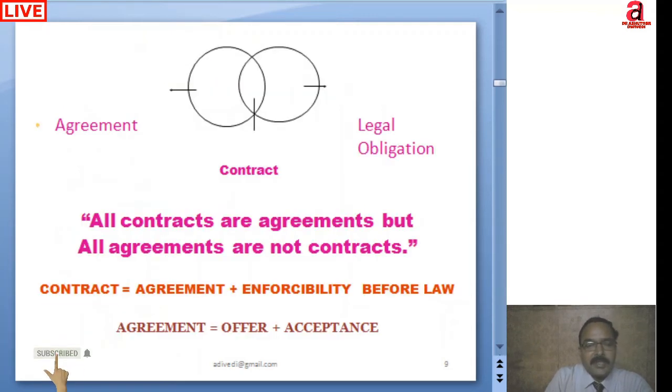With the help of this slide, we'll try to understand the contract in detail. This circle shows the agreement, and this circle depicts legal obligation, and this intersection shows the contract. Only this part is a contract. Thus simply we can say all contracts are agreements, but all agreements are not contracts. So contract is equal to agreement and enforceability before law. Enforceability before law is very important in a contract. Otherwise, it's simply an agreement, not a contract.